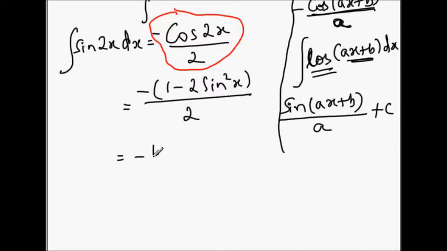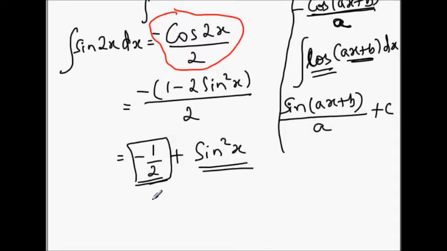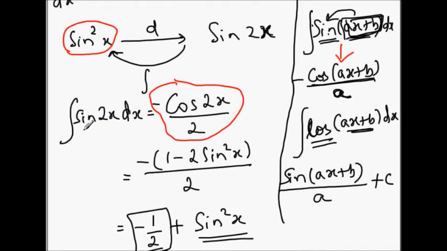So which would be minus 1 over 2 plus sine square x. So which is obviously sine square x plus a constant. So we don't bother about the constant, right? So the integral of sine 2x is some constant plus sine square x, which means that the integral of sine 2x is actually sine square x.